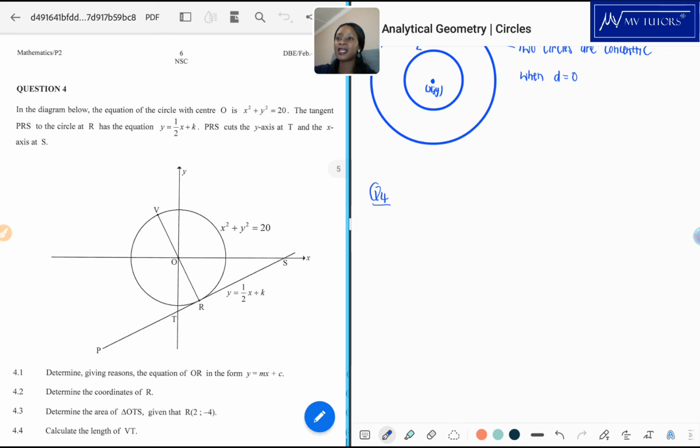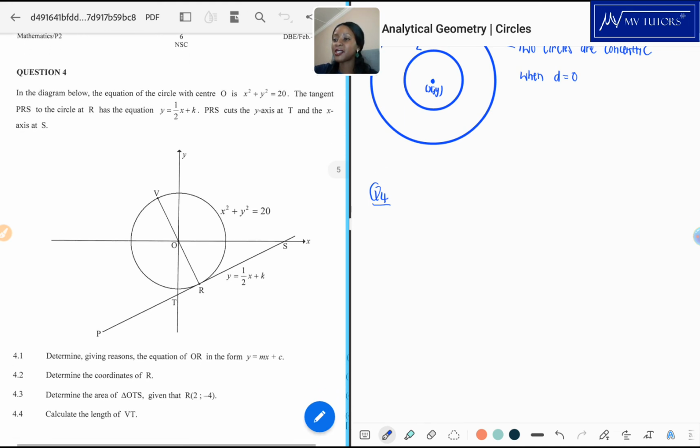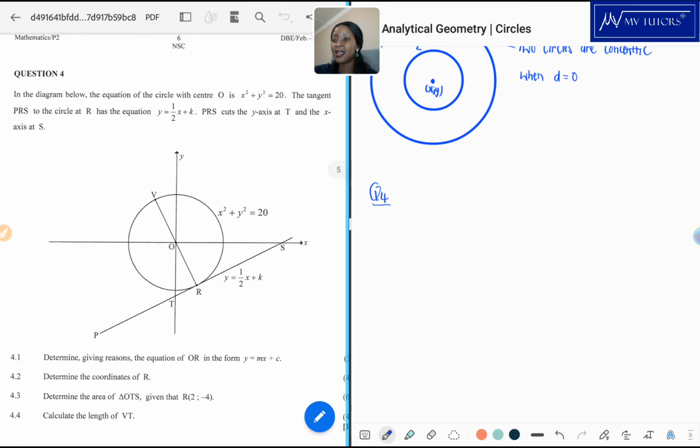Okay, so I already know that my center is at the origin, and also my radius is actually root 20. Okay, the tangent PRS to the circle at R has an equation y is equal to half x plus k. PRS cuts the y-axis at T and the x-axis at S. All right, so now it says determine, giving reasons, the equation of OR in the form y is equal to mx plus c.